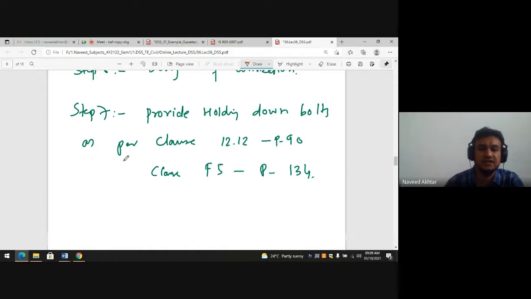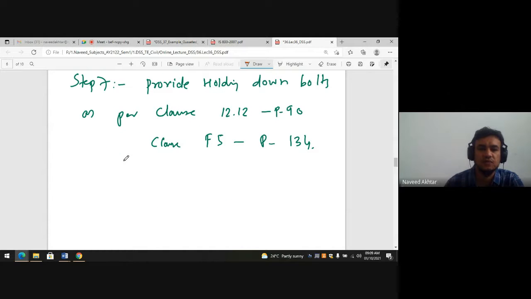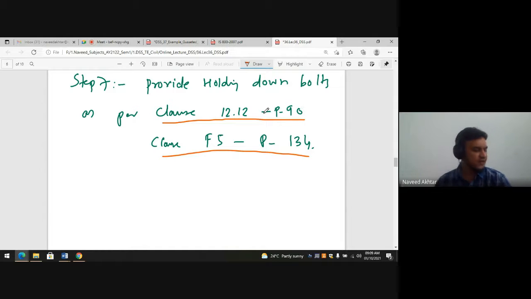Then design of connection, and provide the holding down bolt as per clause number 12.12 and clause F5, page number 134. Generally, if only the actual load is there on the column, then you just have to provide the holding down bolt or anchor bolt. But if there are uplift forces or other bending moments, then you have to design the holding down bolt as per the clause.